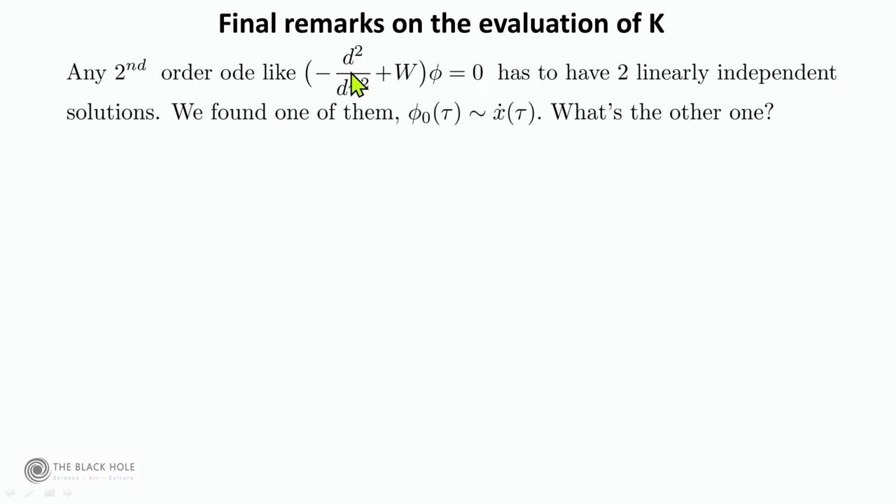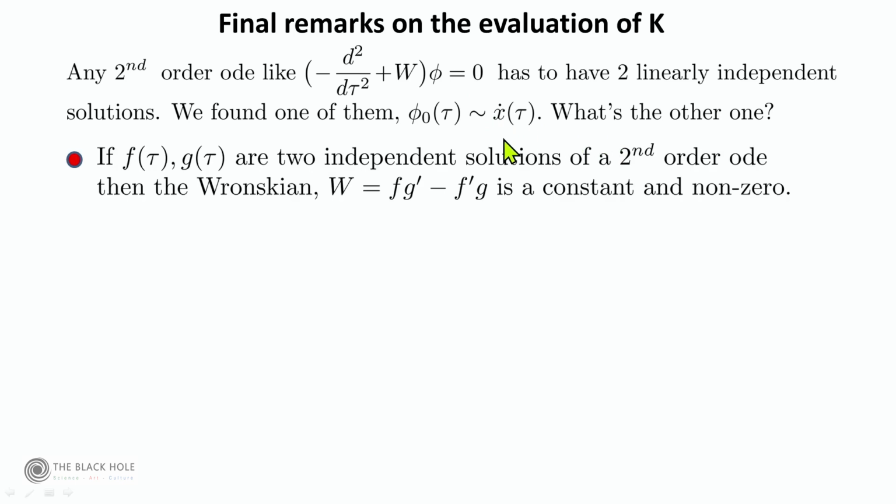For the zero mode, you see, this is a zero mode equation. This is 0 times phi. Now, we just found one of them, which was this x dot. We showed it explicitly. You stick this in here, and this satisfies it. But what's the other one? So then you go back to the theory of differential equations.